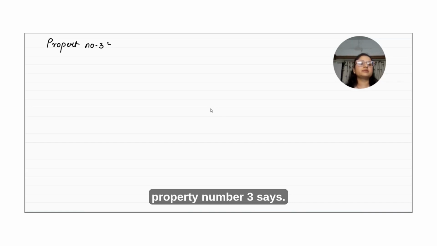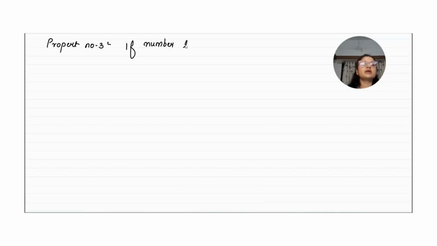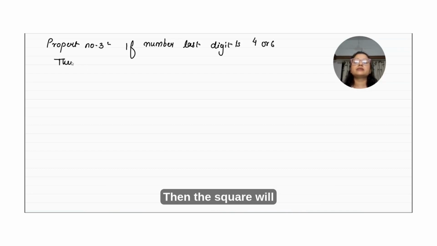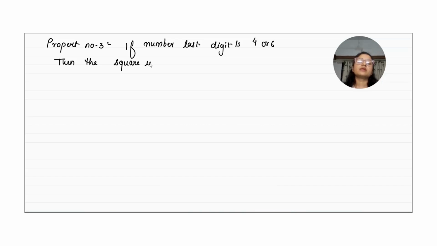What does property number 3 say? If a number's last digit is 4 or 6, then its square will always end with 6.